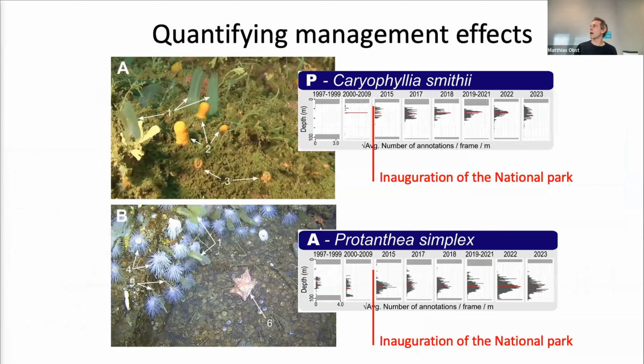But here we have indications that the park actually did help, because we have these small creatures that you see, these small cup corals that you see in number 3 in the upper picture. And below it's the wonderful flower-like soft coral. And they are actually coming back. You see that. And there's a very strong signal just after 2009 when the park was inaugurated and trawling stopped.